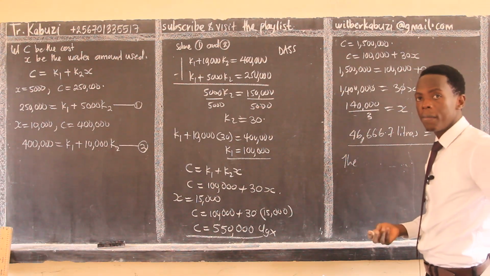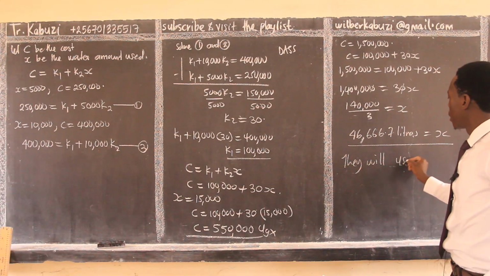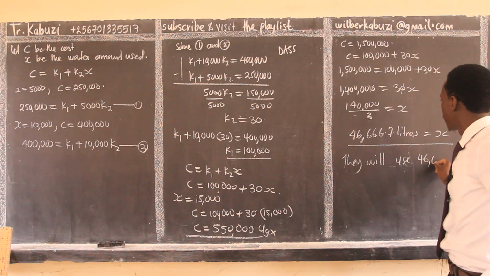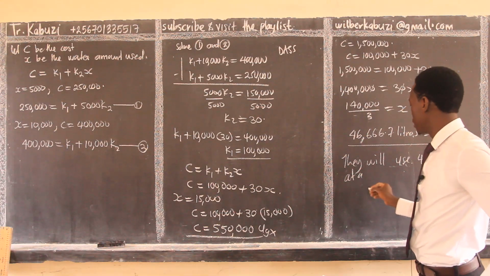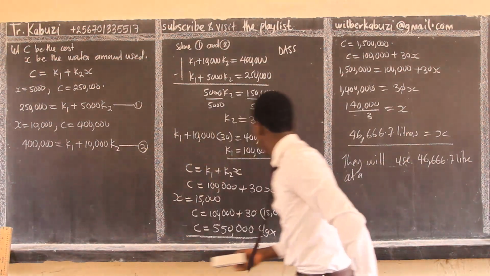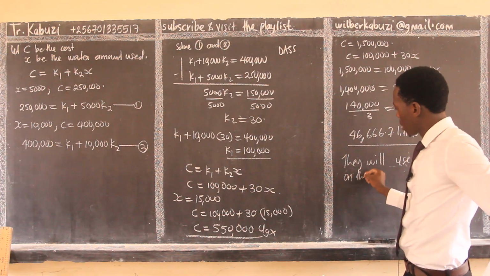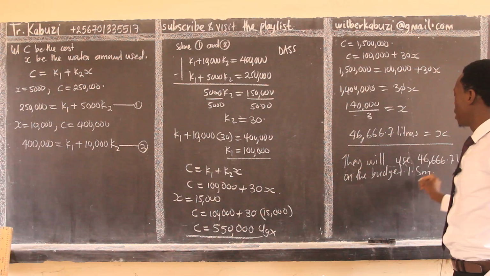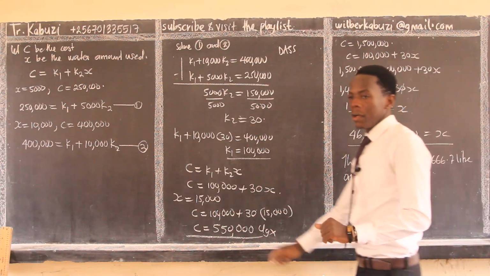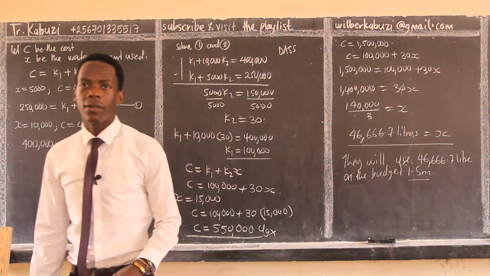So you always reply to the question, to the task. They will use about 46,666.7 liters on a budget of 1.5 M. Okay, so for more about ratios, just go to the playlist and see those lessons.